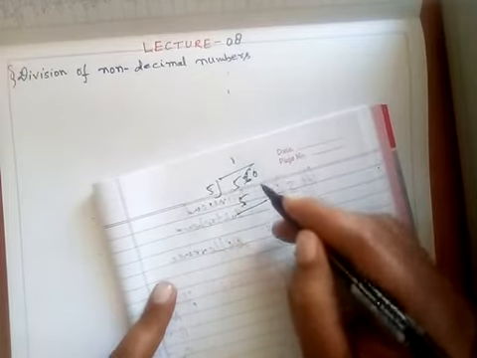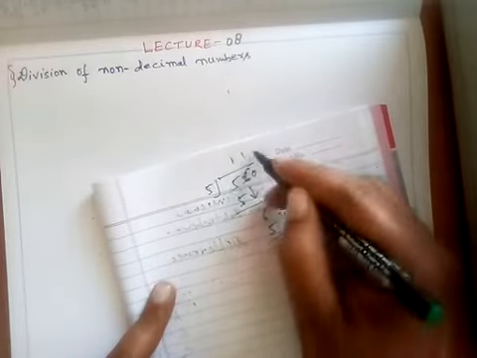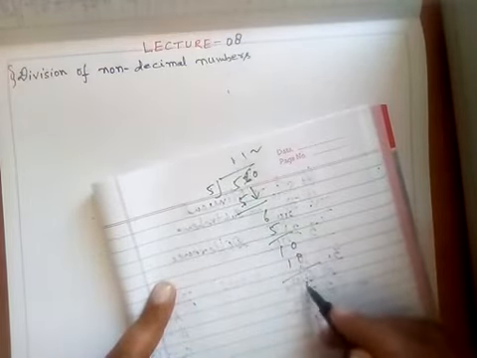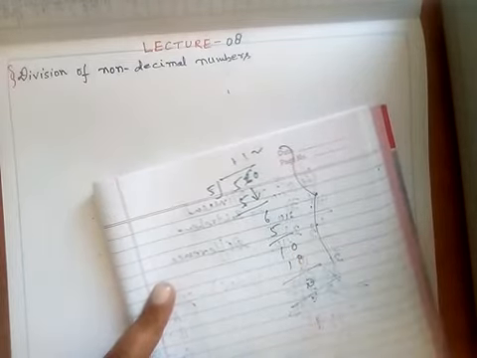Suppose it is 60. So again I copy this 6 here, then 5 1 is 5, 5 2 is 10, and if there is any remainder, that is a different thing. Here you don't have any remainder. This is how we normally divide.